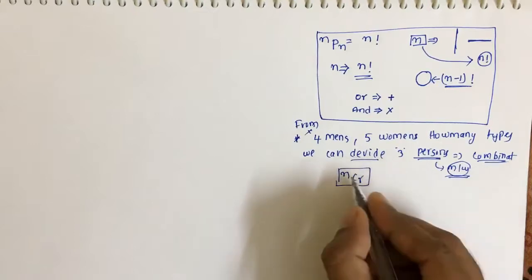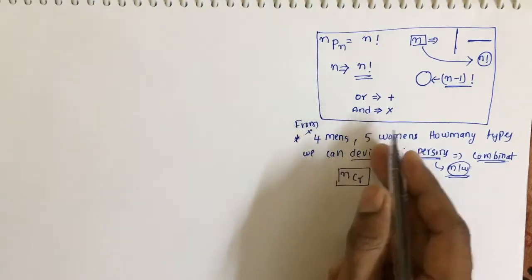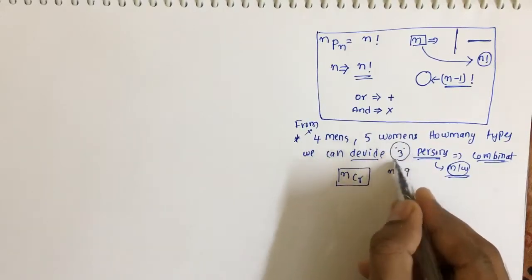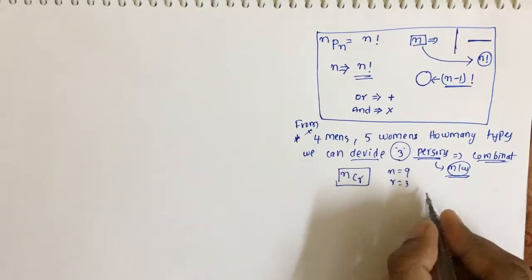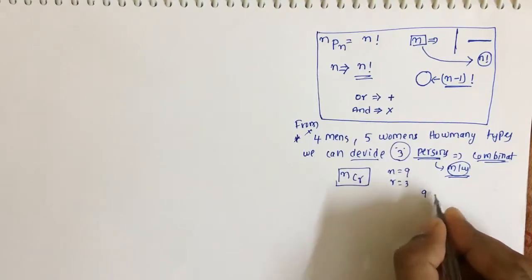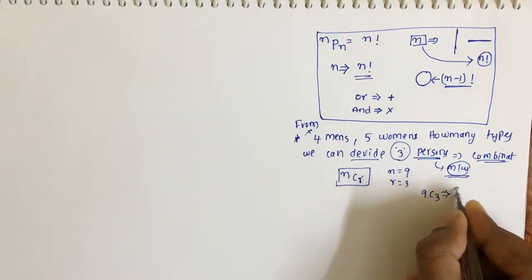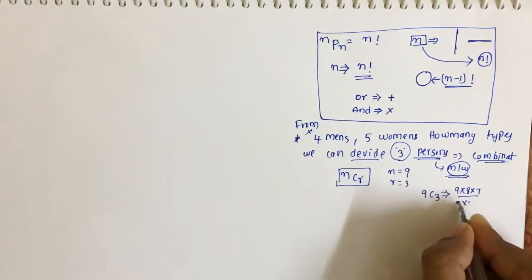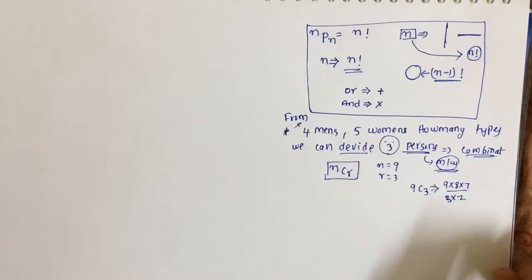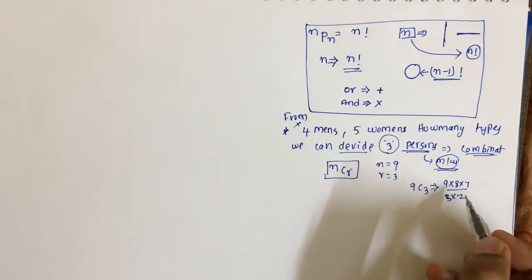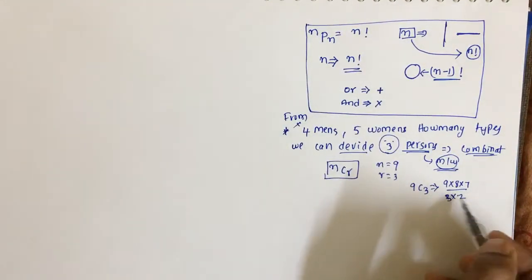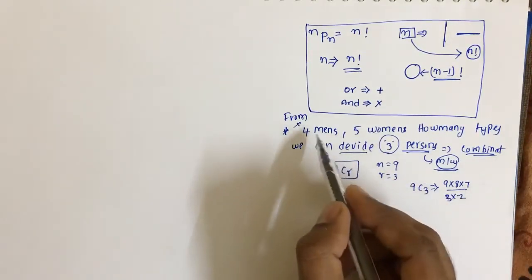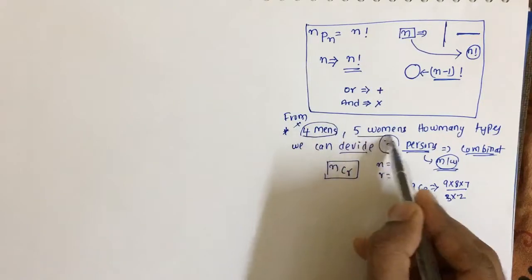Now n means the total number of persons. How many? 5 plus 4, 9. So n equals 9. In that we need to select 3 persons, so r will be 3. So this will be 9C3, 9 into 8 into 7 by 1 into 3 into 2. Here I have not written 3 numbers in the denominator, I have written only 2 numbers, because it depends upon the sex. Here they have mentioned men and women.